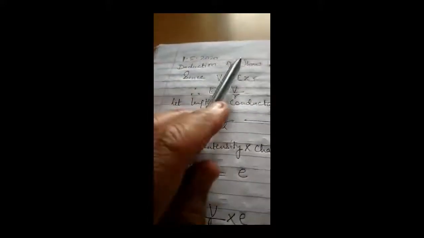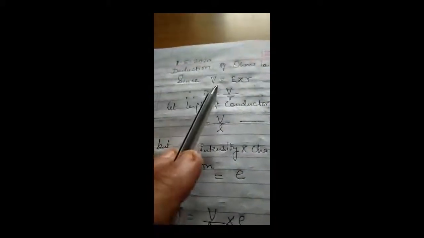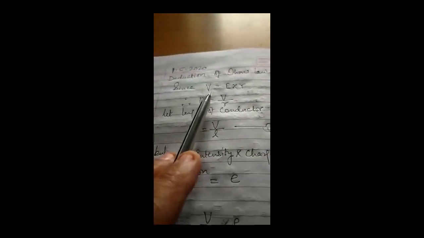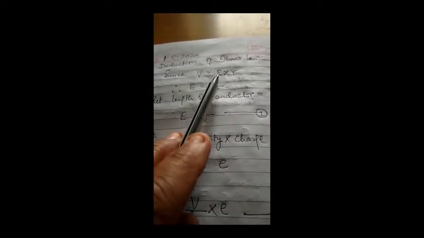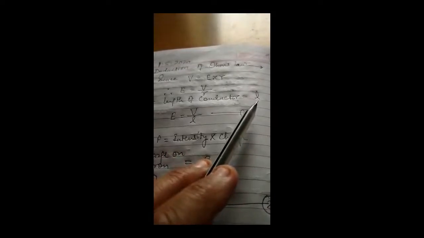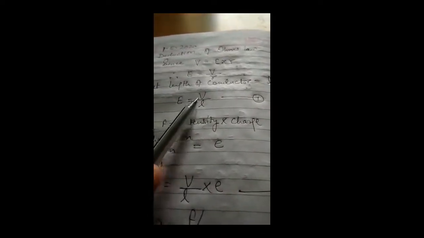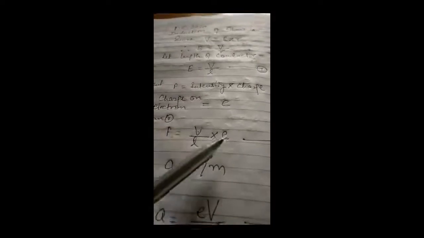Today we have to deduce Ohm's law. Yesterday we discussed Ohm's law, and to deduce it we consider that V is equal to E into L. In the previous chapter, if you remember, potential is equal to intensity into distance. So intensity is equal to potential upon distance. Now we suppose the length of the conductor is L. So E is equal to V by L. But we know force is equal to intensity into charge, and we suppose the charge on an electron is e. So force will be equal to V upon L, from equation 1, into e.